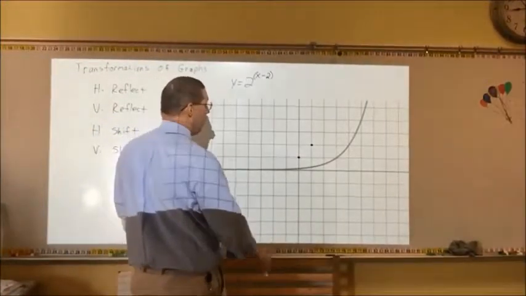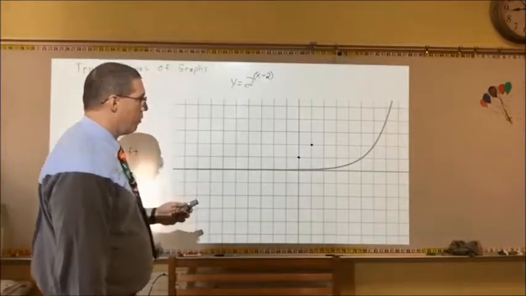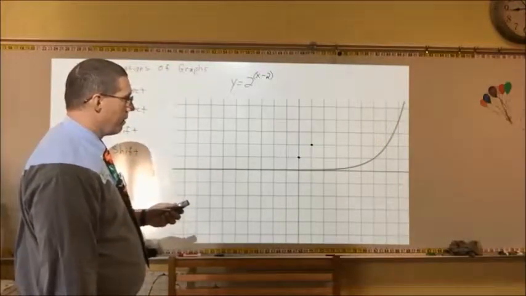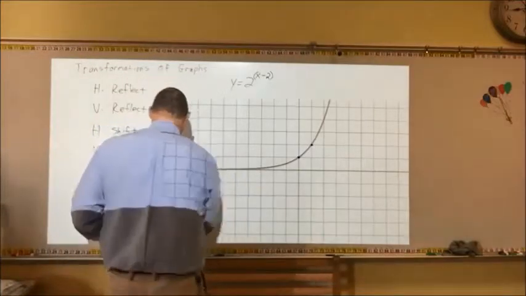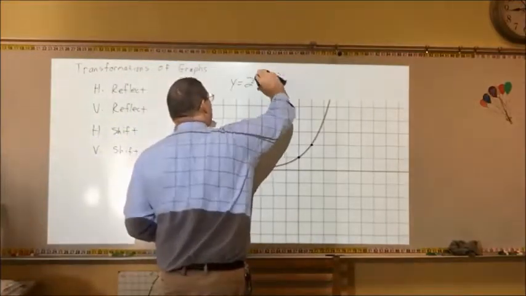It's x minus 3, right? Okay. x minus 4, x minus 5, x minus 6. Now let's go back to the original. All right, so this is the original. Now watch what's going to happen.